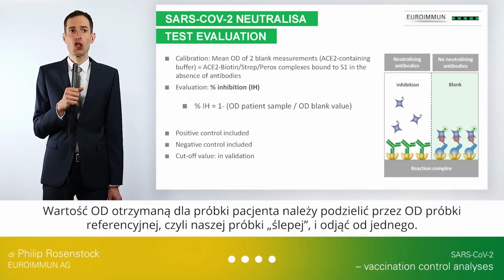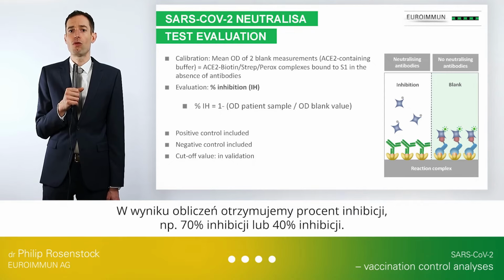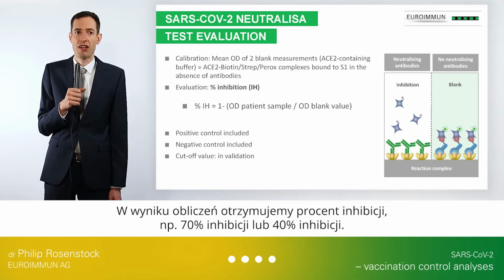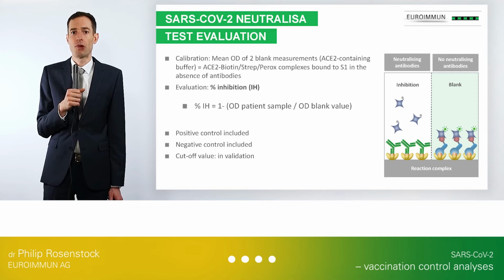So what is done? You take the OD of your patient sample, divide it by the blank, so the reference value, subtract it from 1, and what you get out is a % inhibition. For example, 70% inhibition or 30% inhibition. Positive control is included, negative control is included, and a cutoff control will also be included.